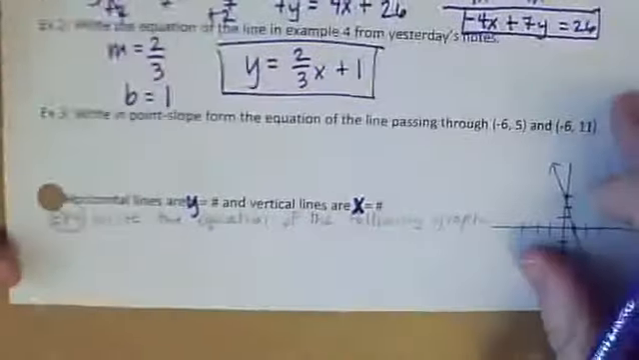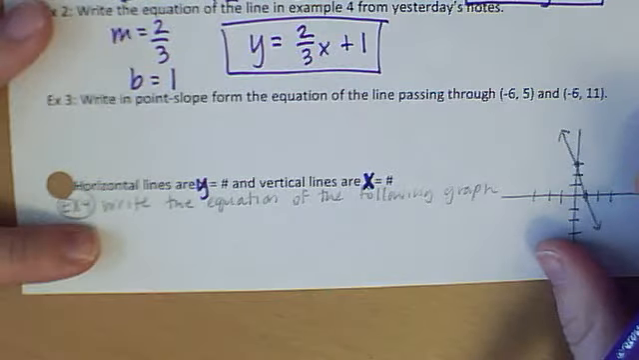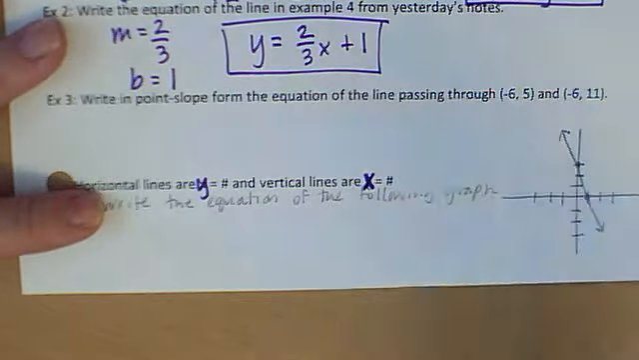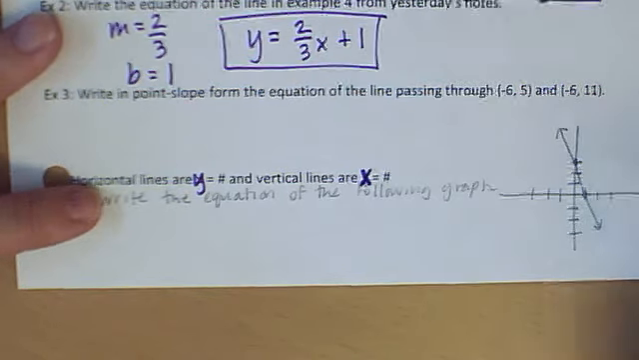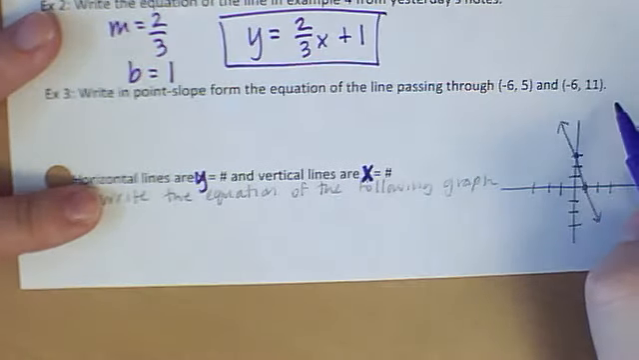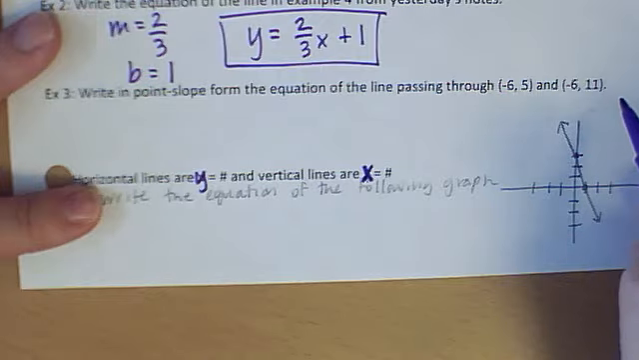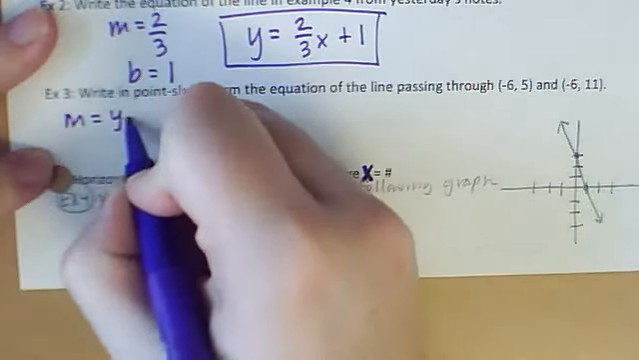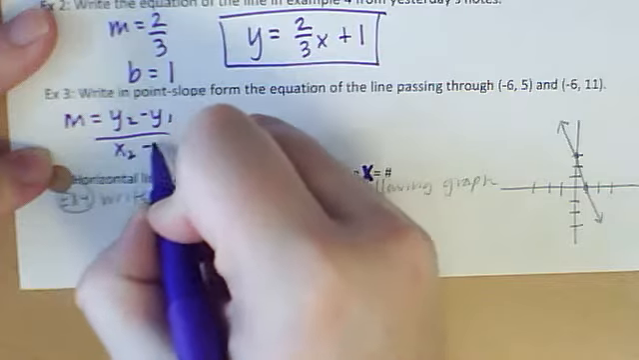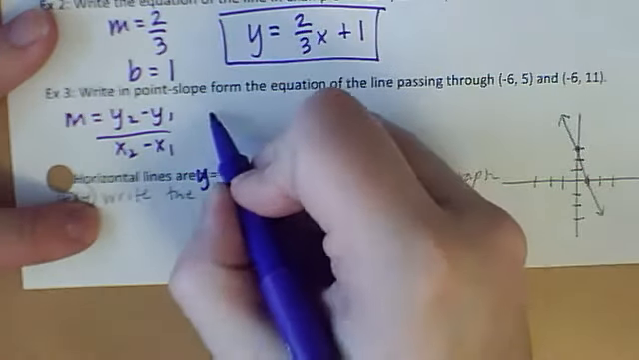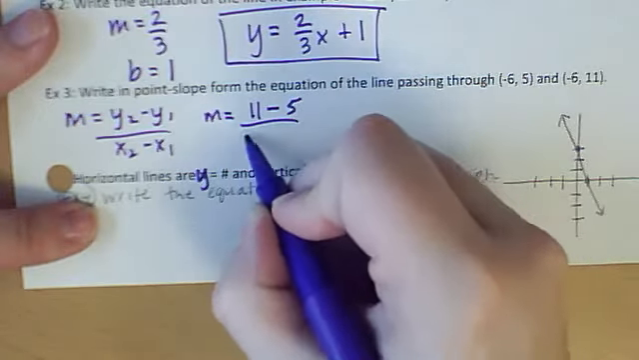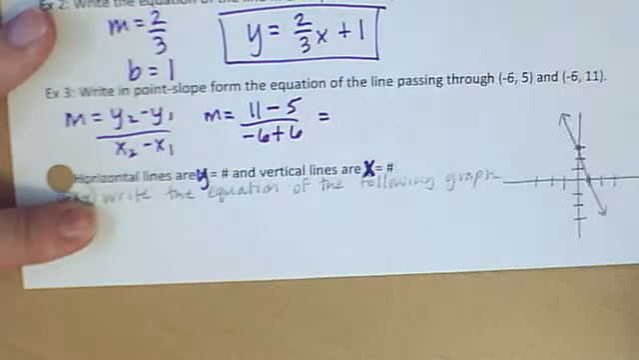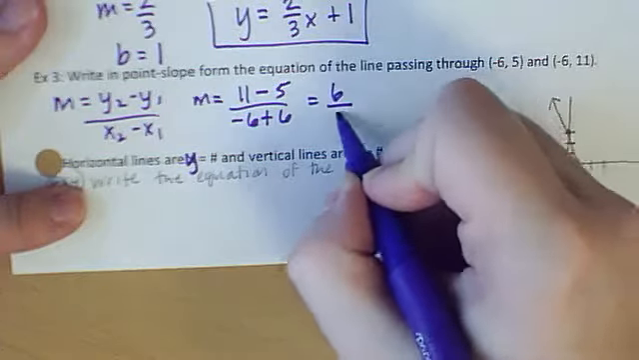Alright, let's move on to example 3. We want to write in point-slope form the equation of the line passing through (-6, 5) and (-6, 11). In order to write that, we need a point and a slope. Here I have 2 points, so I need to figure out the slope. So m is the change in your y's divided by the change in your x. If we plug that in, I have 11 minus 5 over -6 plus 6. So this results in 6 divided by 0.